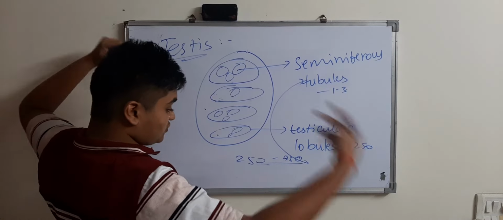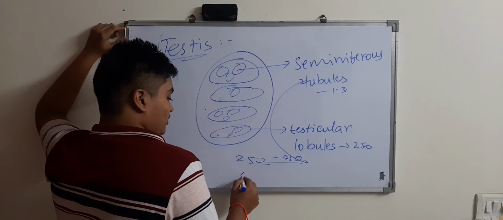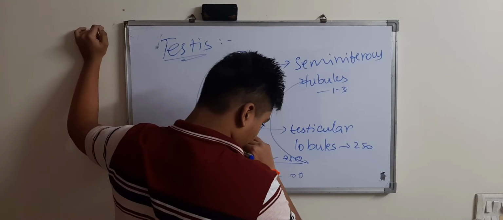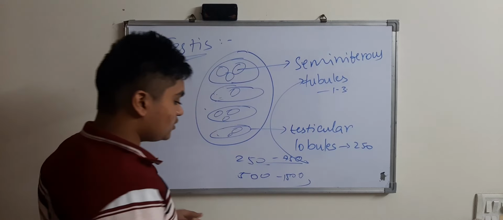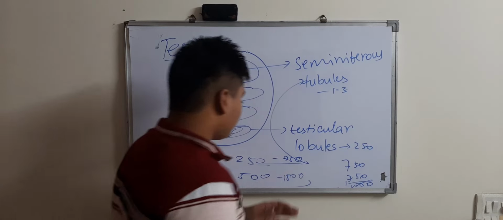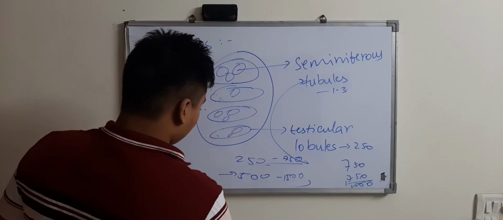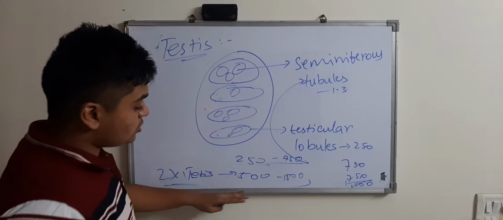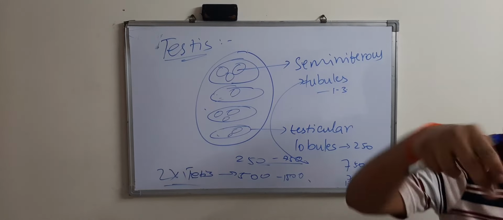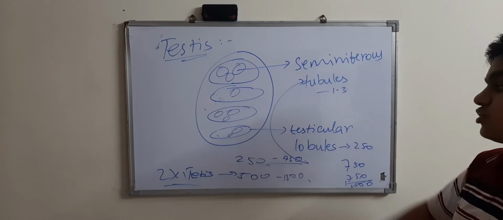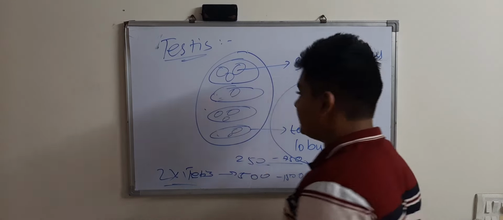Now the total count of seminiferous tubules for 2 testes is 250 plus 250, 500, 750 plus 750, 1500. Got it? So in total it is 500 to 1500 for 2 testes, and for 1 testis it is 250 to 750 seminiferous tubules and 250 testicular lobules, and we call them compartments.